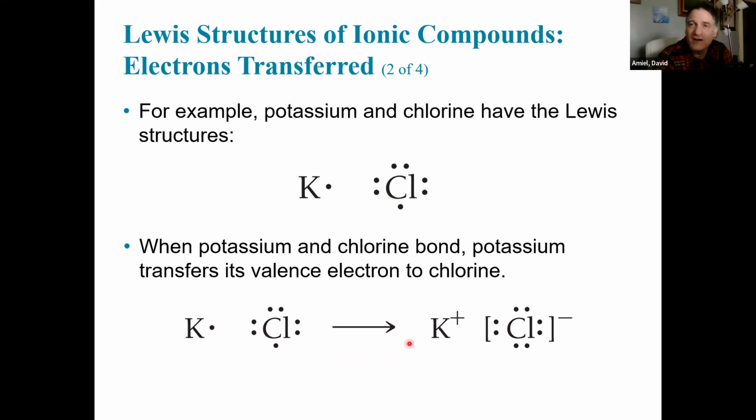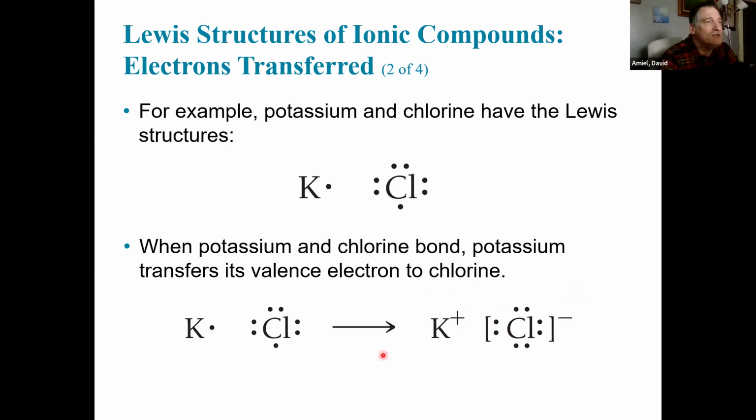Each electron is a -1. So if it loses a negative charge, it becomes a plus charge. And the chlorine is a minus charge because it's gained the electron. And notice we put the brackets around the anion. That is just general notation for writing Lewis structures, that the brackets go around the anion.